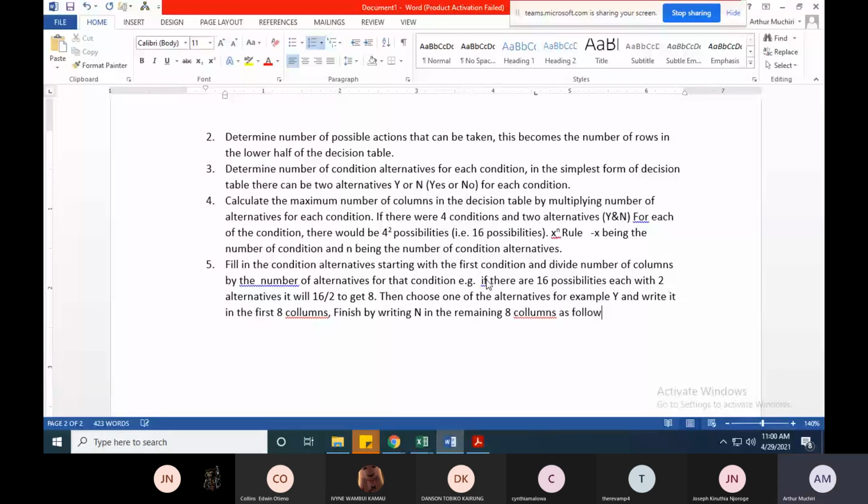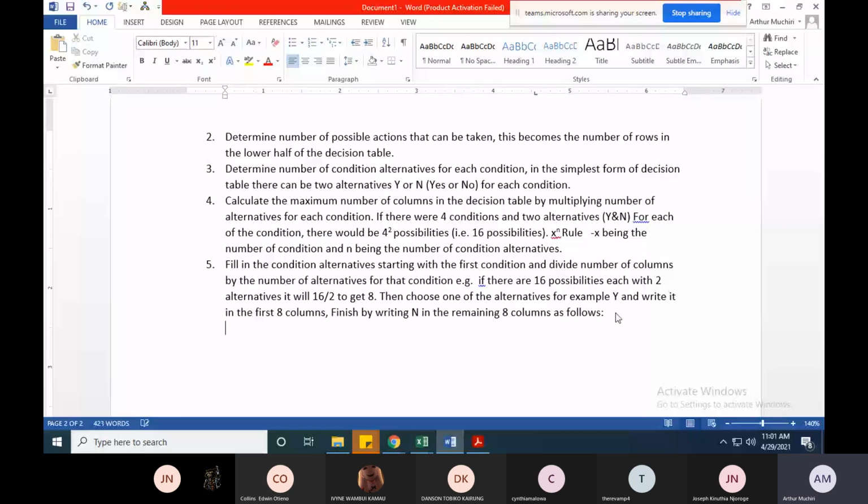So we are going to have an example of how we do that. How many conditions do we have? We have 4 conditions. If you raise 4 by 2, how many possibilities will there be? 16 possibilities. So let's try and work out how you can design such a table with 16 possibilities.